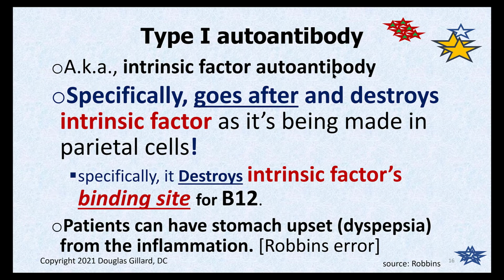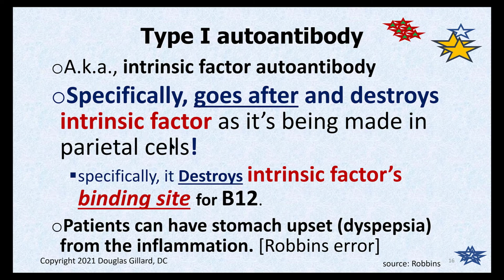Intrinsic factor autoantibody is often called a type 1 autoantibody. Make sure you know both of these AKAs because I use them interchangeably. So on the test, you don't know if I'll put that one or that one. What does this autoantibody do? It goes after intrinsic factor as it's being made in the parietal cell. So in other words, it attacks parietal cells as well. But instead of attacking the proton pump system, it attacks the machinery that makes intrinsic factor.